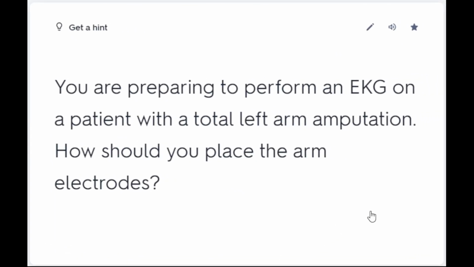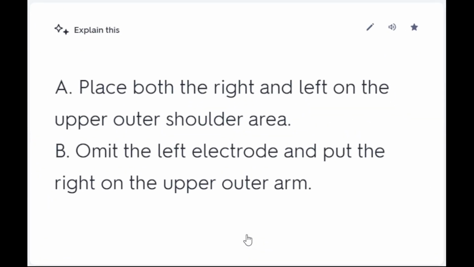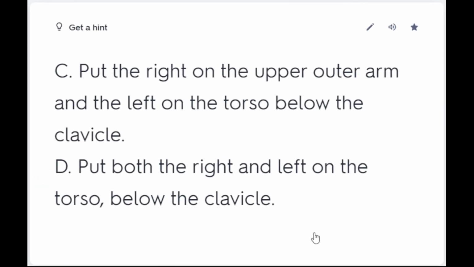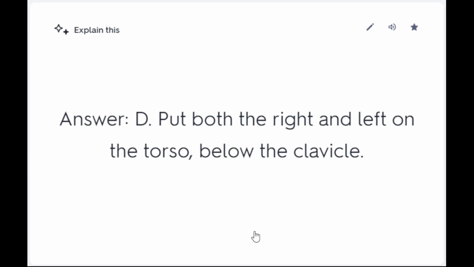You are preparing to perform an EKG on a patient with a total left arm amputation. How should you place the arm electrodes? A. Place both the right and left on the upper outer shoulder area. B. Omit the left electrode and put the right on the upper outer arm. C. Put the right on the upper outer arm and the left on the torso below the clavicle. D. Put both the right and left on the torso below the clavicle. Answer D. Put both the right and left on the torso below the clavicle.